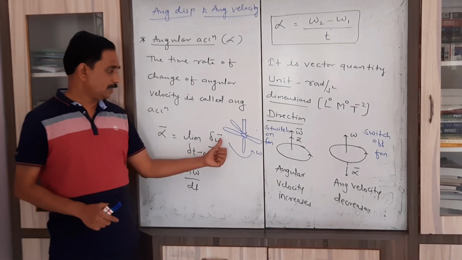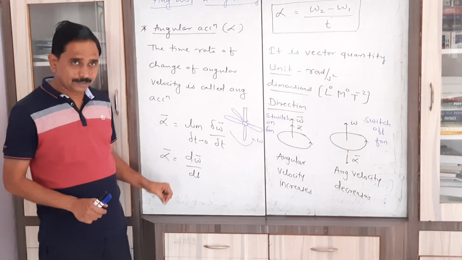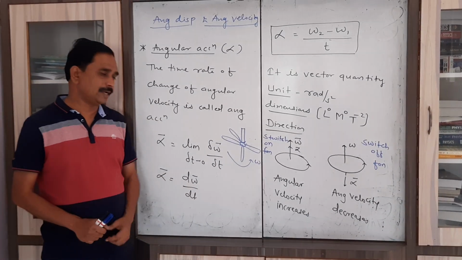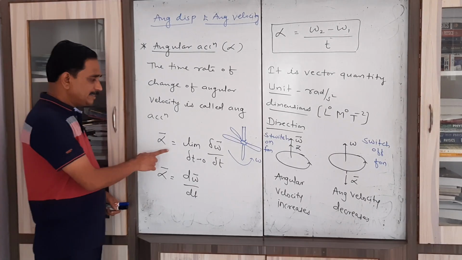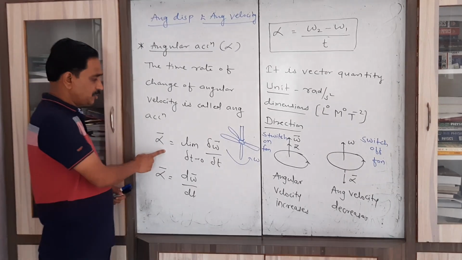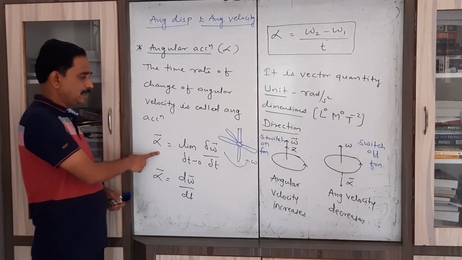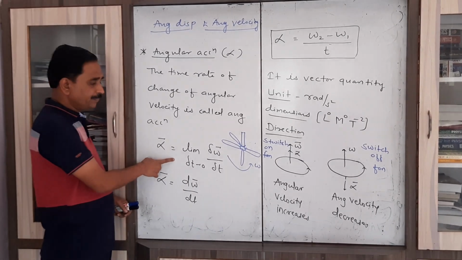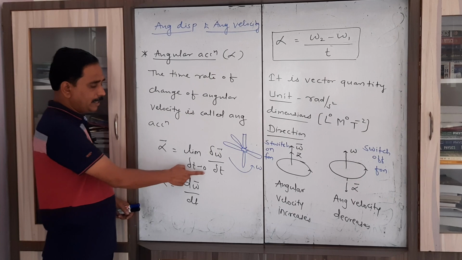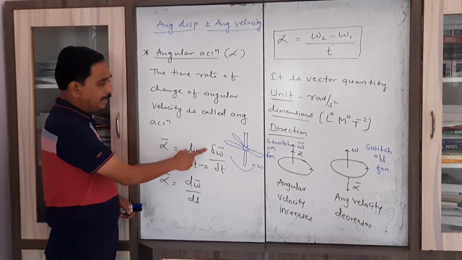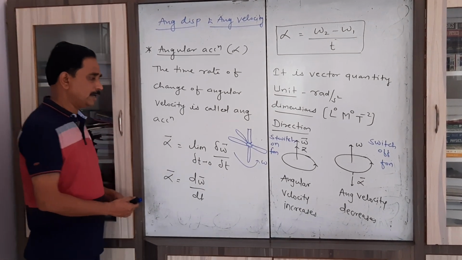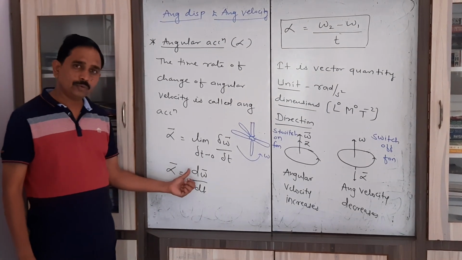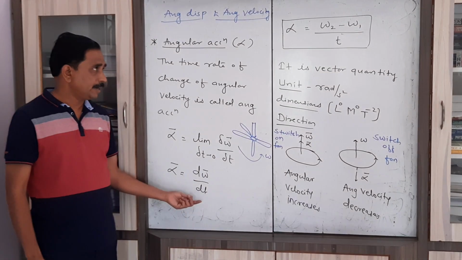Now if we consider delta omega is the change in angular velocity in time delta t, then the instantaneous acceleration, that is the angular acceleration, is given by alpha equal to limit delta t tends to 0 delta omega by delta t. The same thing can be written as alpha equal to d omega by dt.